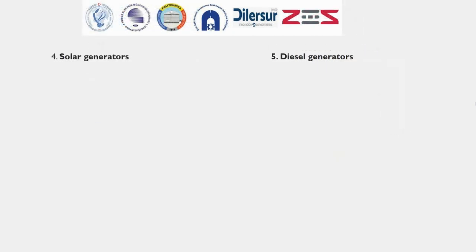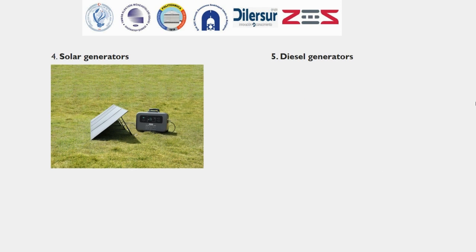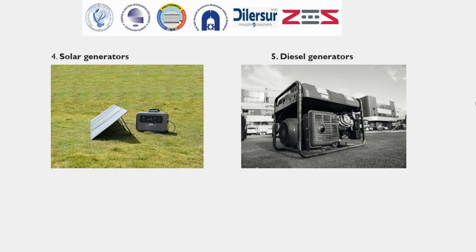4. Solar generators. These generators use solar energy to convert it into electricity. They use solar panels or solar cells that convert the sun's rays directly into electricity. 5. Diesel generators. These generators use diesel engines to convert kinetic energy into electrical energy. They are typically used in situations where there is no regular source of electricity or where a portable power source is needed. These are just a few examples of the types of generators.